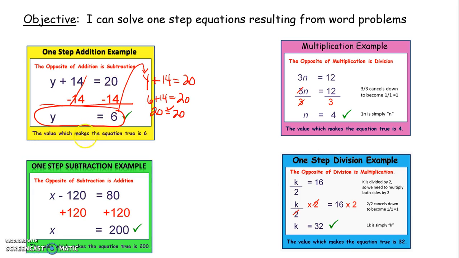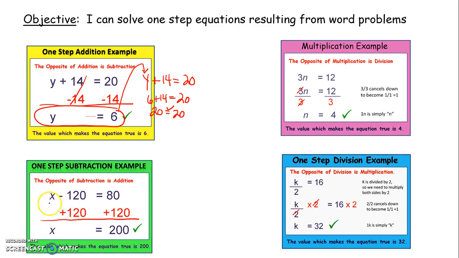We've solved this correctly. Here's an example of a one-step equation that involves subtraction. We know the opposite of subtraction is addition. So if you were trying to solve this equation, x minus 120 equals 80, we're trying to get x all by itself on one side of the equal sign. So I have to get rid of this 120. I'm subtracting by 120. How do I undo subtraction? What's the opposite of subtraction? The opposite of subtraction is addition.